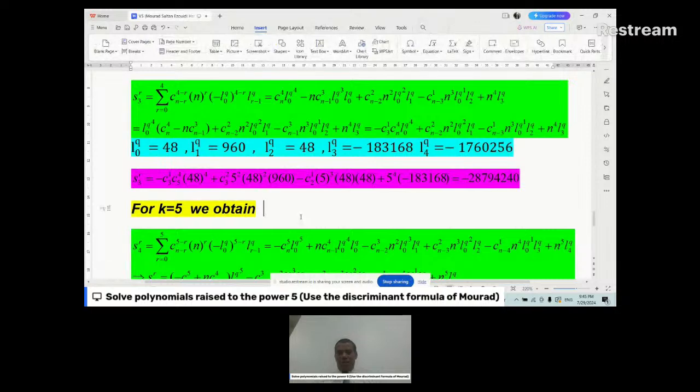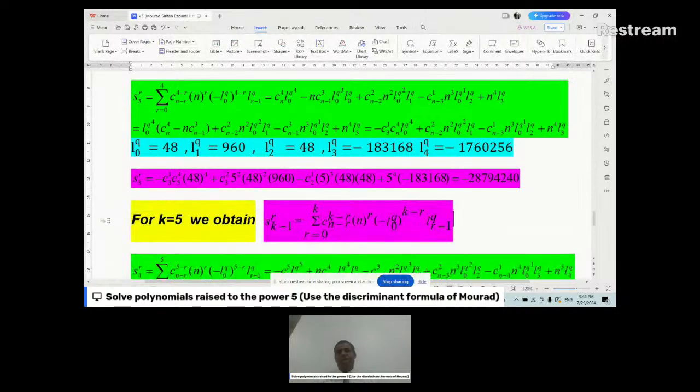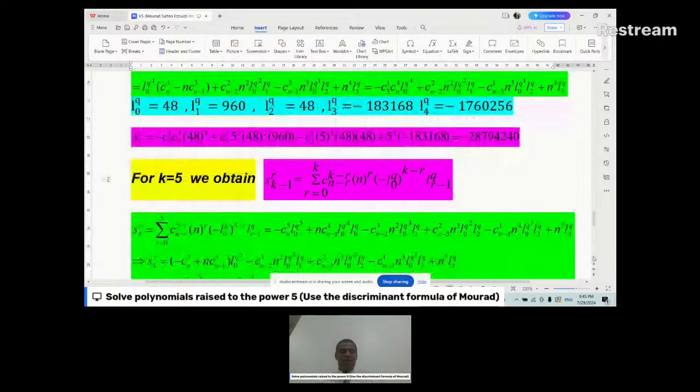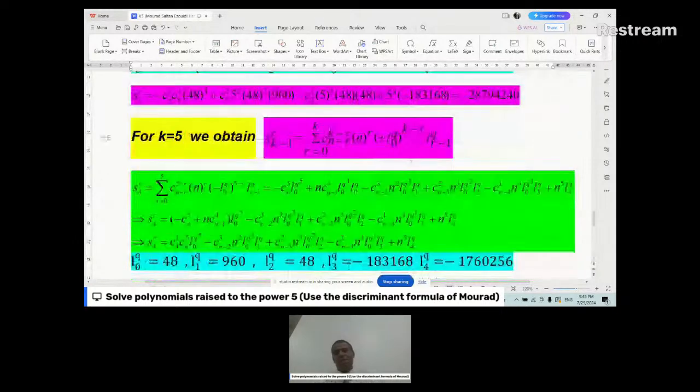Okay, this one is the decimal formula, learners. I'm going to put k equal 5 here. And k equal 5, 5 minus 1 will give you S4. It means you are going to use the decimal formula and just replace k with 5, and you will get the formula of S4.